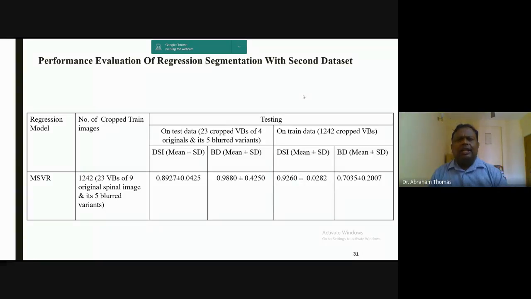So the performance is slightly worse when we applied it on the test image rather than on the train image, which is naturally expected. On the whole, the dissimilarity index is pretty good and the boundary distance is also not too large. So our approach for finding the boundary points using the boundary regression by the MSVR method works really well.